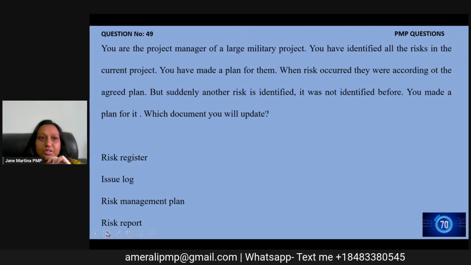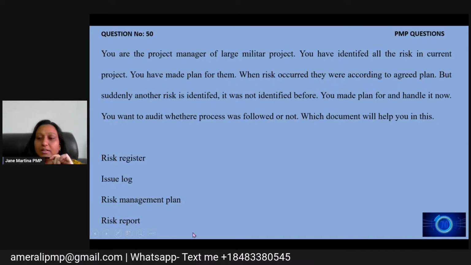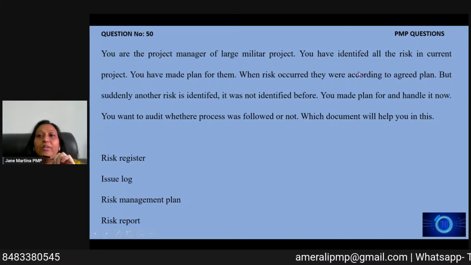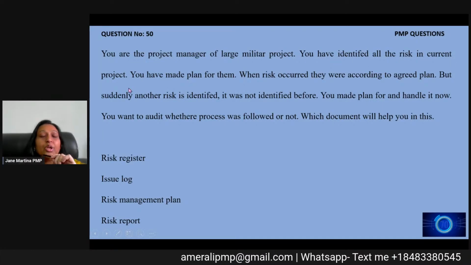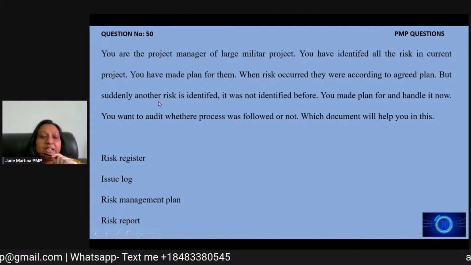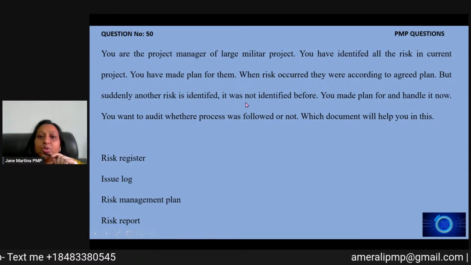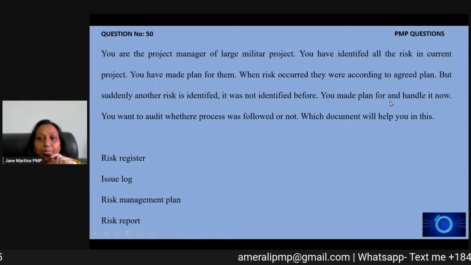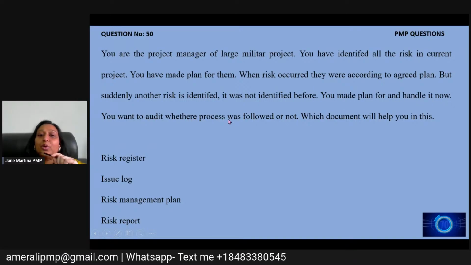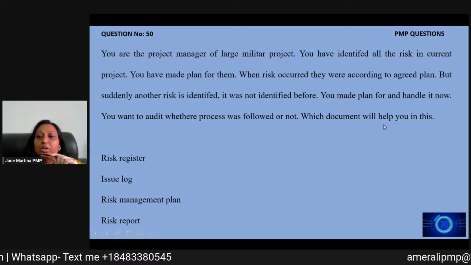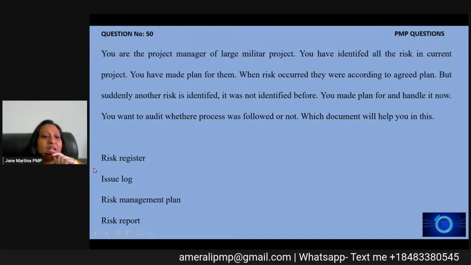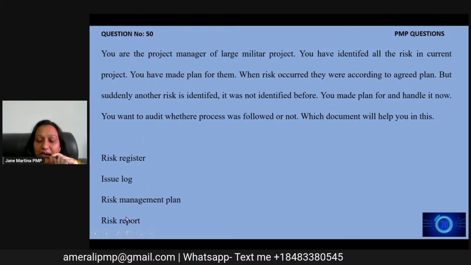Moving on to the next question, which is the last question of this session. You are the project manager of a large military project. You have identified all the risks in the current project and made a plan for them. When risks occurred, they were handled according to the agreed plan. But suddenly another risk is identified that was not identified before. You made a plan for it and handled it now. You want to audit whether the process was followed or not. Which document will help you in this? Again this statement makes a difference. Risk register, issue log, risk management plan, risk report.